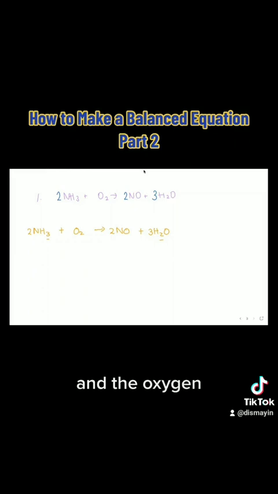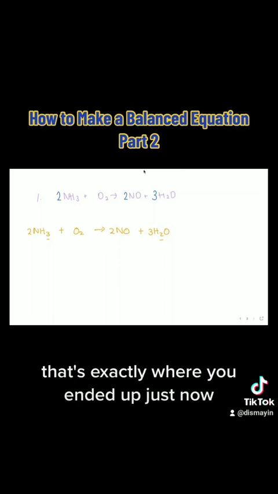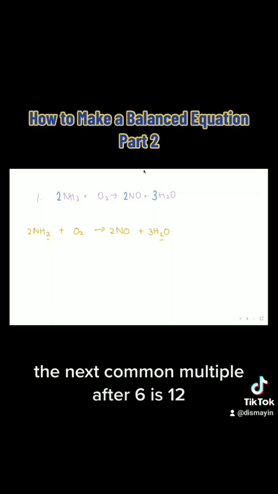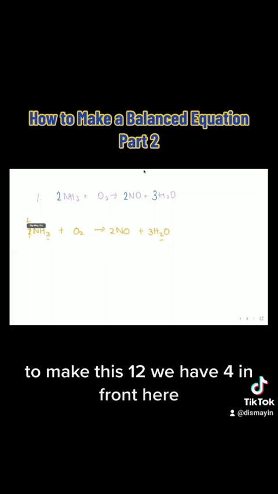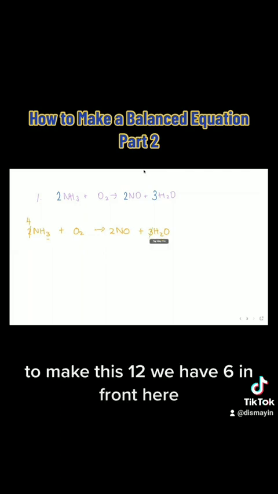And the oxygen, right now we are at a troublesome spot. That's exactly where you ended up just now, right? So the best next thing that we can do is to go to the next common multiple. The next common multiple after 6 is 12. To make this 12, we have 4 in front here. To make this 12, we have 6 in front here.